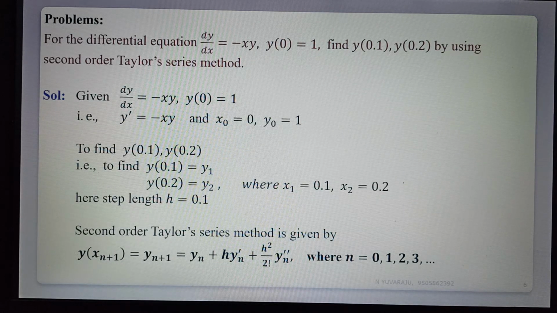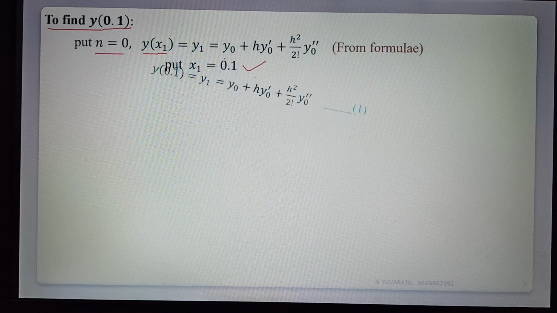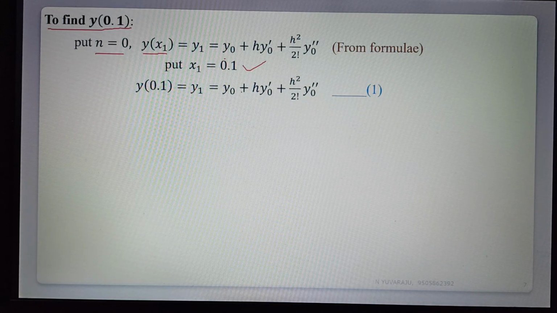Okay, first to find y of 0.1. In the above formula substituting n is equal to 0, that is equal to y of x1 is equal to y1 is equal to y naught plus h into y dash naught plus h squared by 2 factorial y double dash naught. Okay now, so here x1 is equal to 0.1. So y of 0.1 is equal to y1 is equal to y naught plus h into y dash naught plus h squared by 2 factorial y double dash naught.